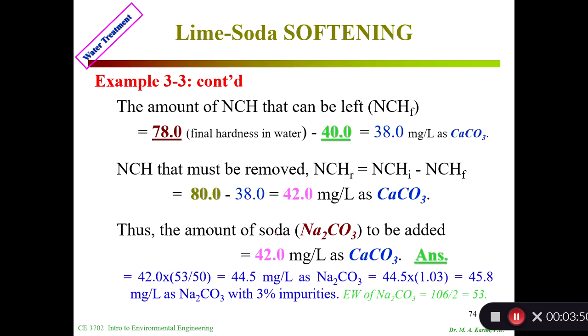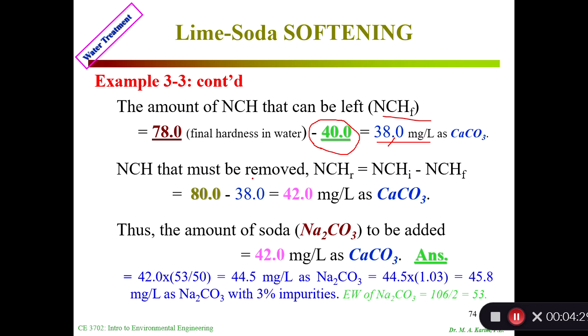Now the next step is the amount of non-carbonate hardness that we have to remove. The amount of NCH that can be left in the system, the final, is 78 minus 40. You remember the 78 was the final hardness that we bring it down to. This 40, I think I circled before, says the minimum we can achieve for calcium hardness is 30, and the minimum for magnesium hardness is 10. Total 30 plus 10 is 40. So that 40 is here. Then equal to 38, the blue color.